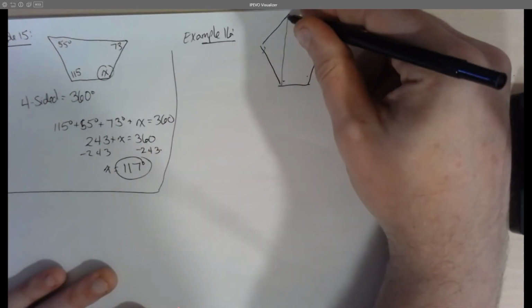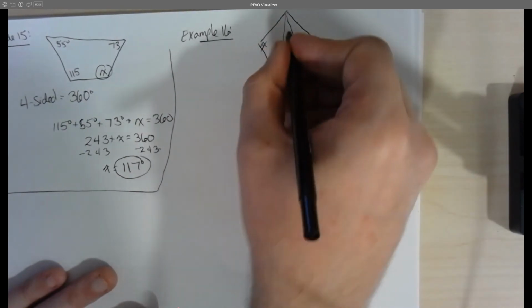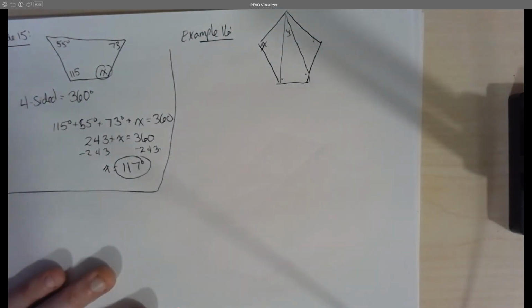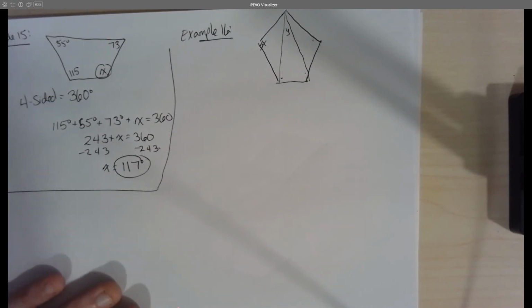We're also given a little bit of a triangle shape here, and we're asked to figure out this angle and this interior angle too. So let's start with x. So first of all, it is a five-sided shape, it's a pentagon.